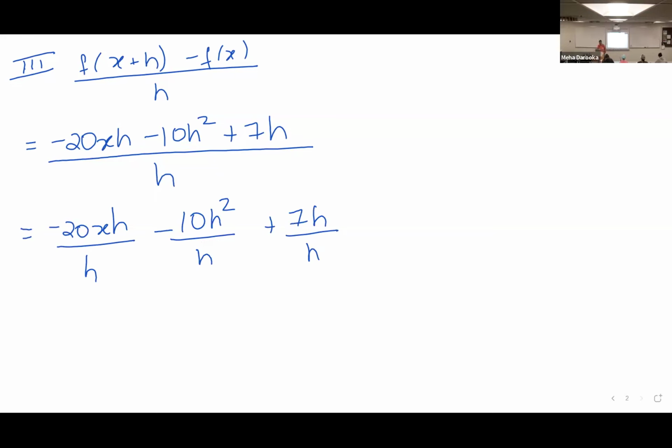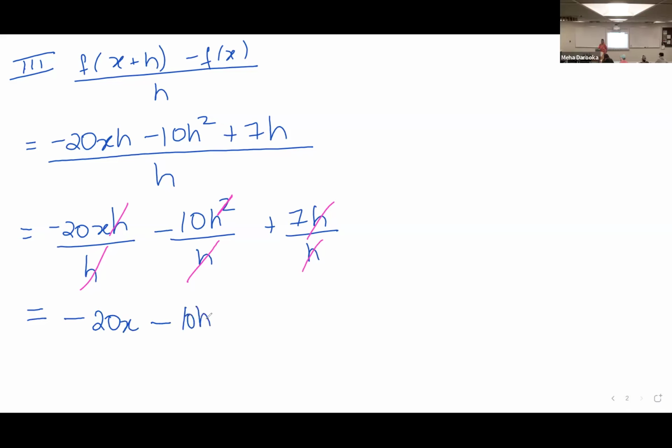So in the first one, of course, h and h will cancel out. Second one, only one of the h's cancel out, one will stay. Third one, of course, again, the h and h will cancel out. Leaving us with negative 20x. You okay back there? Yeah? Negative 20x because the h canceled out.